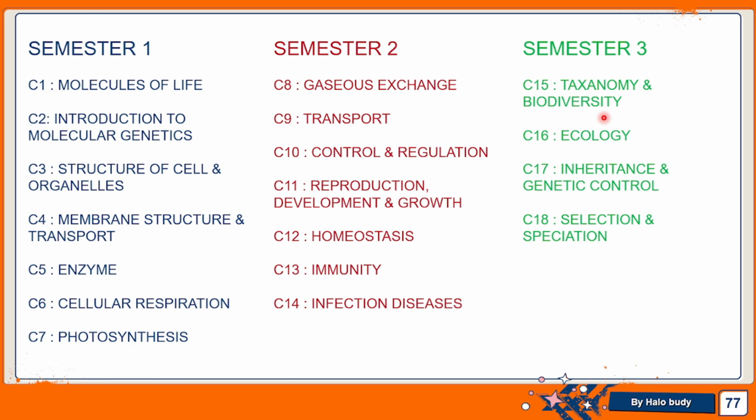So in Semester 3, it looks like there are only 4 chapters, compared to Sem 1 and Sem 2, which have 7 chapters. But you don't need to be happy, because each chapter is very long. In Sem 1 and Sem 2, the chapters are not long, but moderate. But in Sem 3, each chapter is very long, containing at least 5 to 6 subtopics. You will see Sem 1 and Sem 2 normally only have 2 to 3 topics, right? But Sem 3 has at least 5 to 6 subtopics.